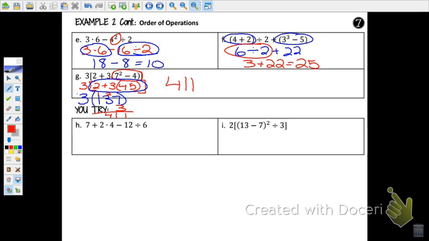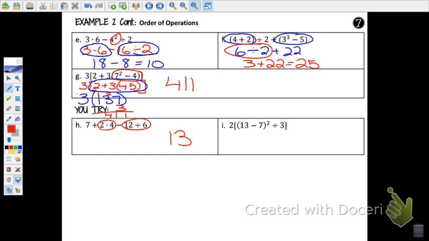So I'm going to have you work through H and I. So what did we come up with for an answer for H? 13? Anybody come up with anything different than 13? 13 is the correct answer. Okay. We would have done that multiplication and division first. So then we'd have 7 plus 8, which is 15, minus 2 gives us 13.